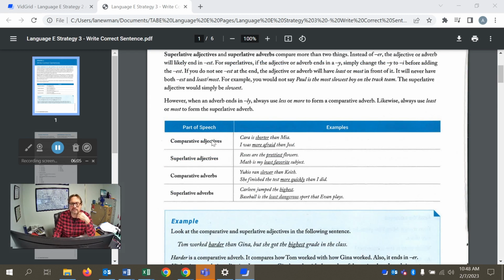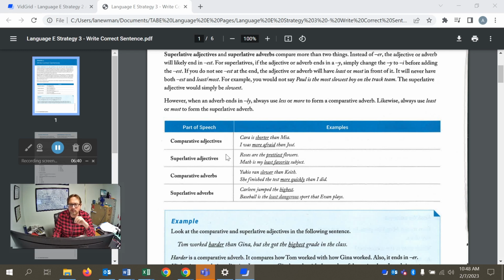So first of all, comparative adjectives. We just add "er." Short becomes shorter. Kara is shorter than Mia. If it is irregular, we can't add an "er." We don't say, "I was afraider than Jose." A lot of times those are the way they are because they're just so hard to pronounce. So we would say, "I was more or less afraid than Jose." But certainly don't say "more afraid-er," because then you've repeated yourself.